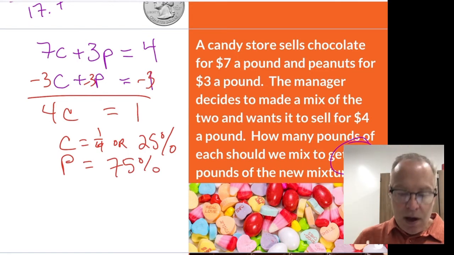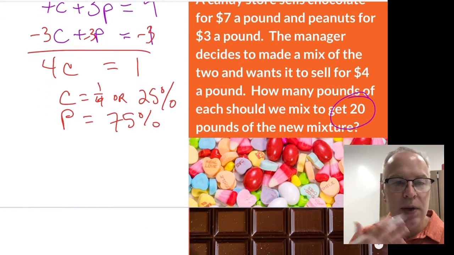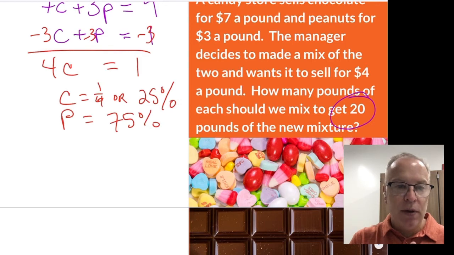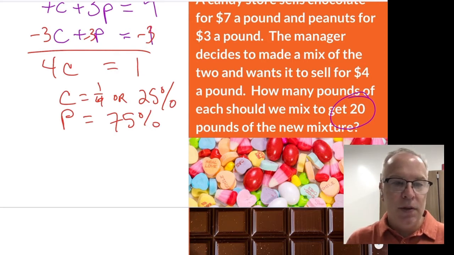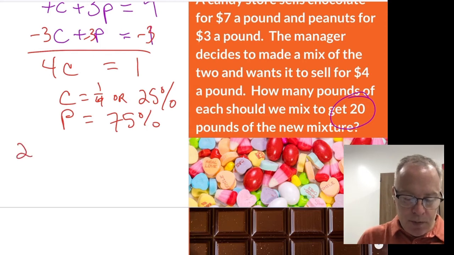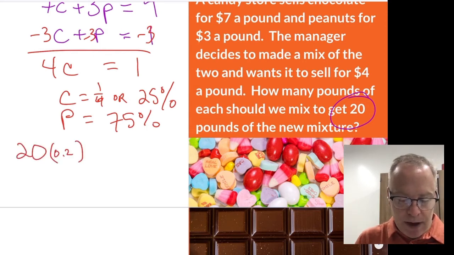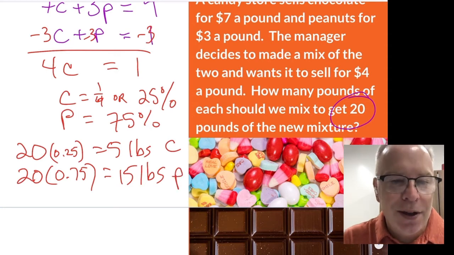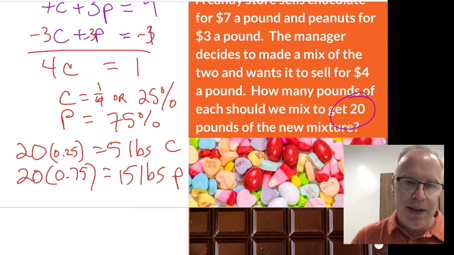All right, now we use that 20. Now that we have the answer, we actually have a 1-to-3 ratio. 25% is chocolate, and then the 3 parts would be the peanuts, the 75%. So you take the number 20 and multiply by 0.25, that's 5. And then you take the number 20 and multiply by 0.75 and you get 15 pounds. Okay, so 5 pounds of chocolate and 15 pounds of peanuts. So there you go.